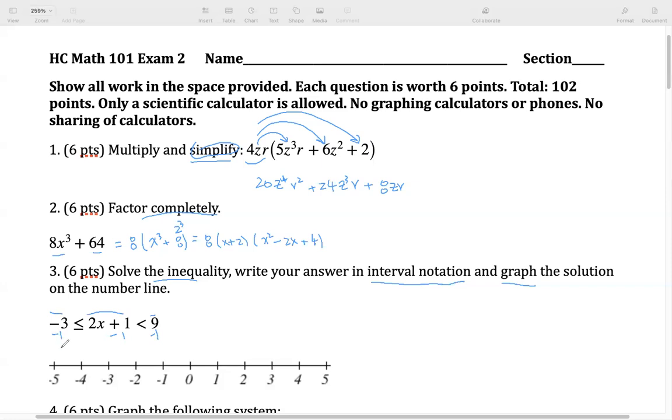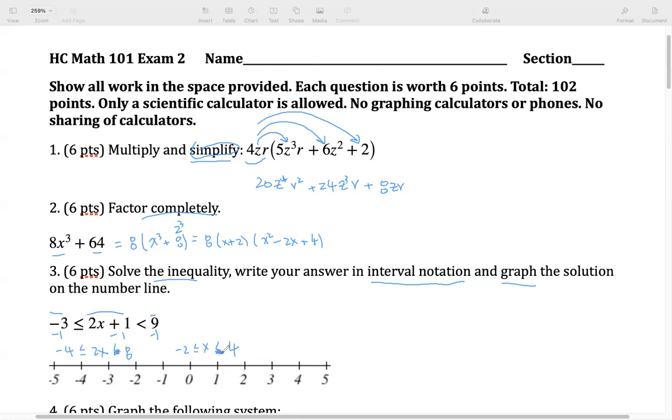Minus 3 minus 1, that's minus 4. The middle, we just have 2x now. Well, 9 minus 1, that's 8. Then we divide by 2. Right? Negative 4 divided by 2, negative 2. 2x divided by 2, just 1x. Well, 8 divided by 2, get 4. Oh, hold on 1 second. I need to add the equal sign. There's no equal sign on the right-hand side.